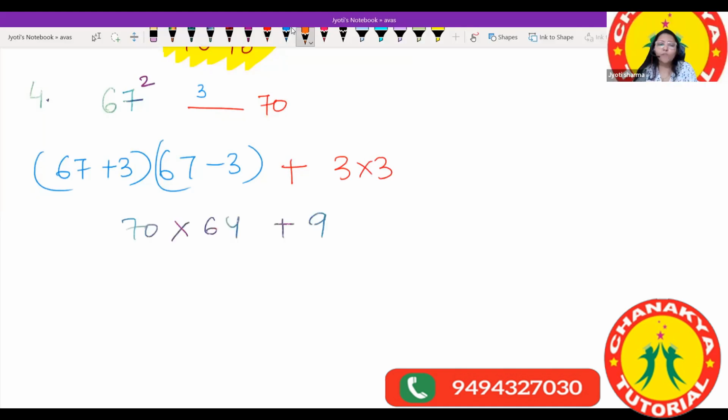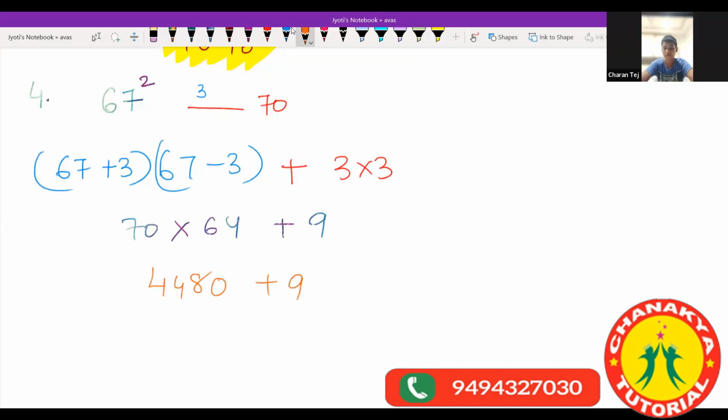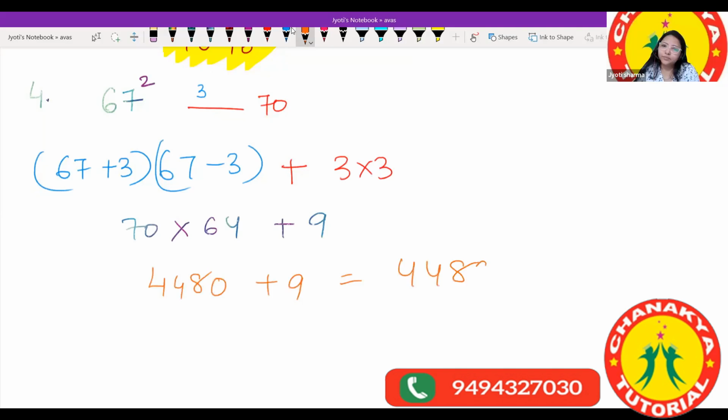Simple. No hard and fast rule. 70 into 64, what is 70 into 64? So 7 4s are 28, 7 6s are 42, 44, 4480. 4,480, ma'am. Answer: 4,489. Clear?